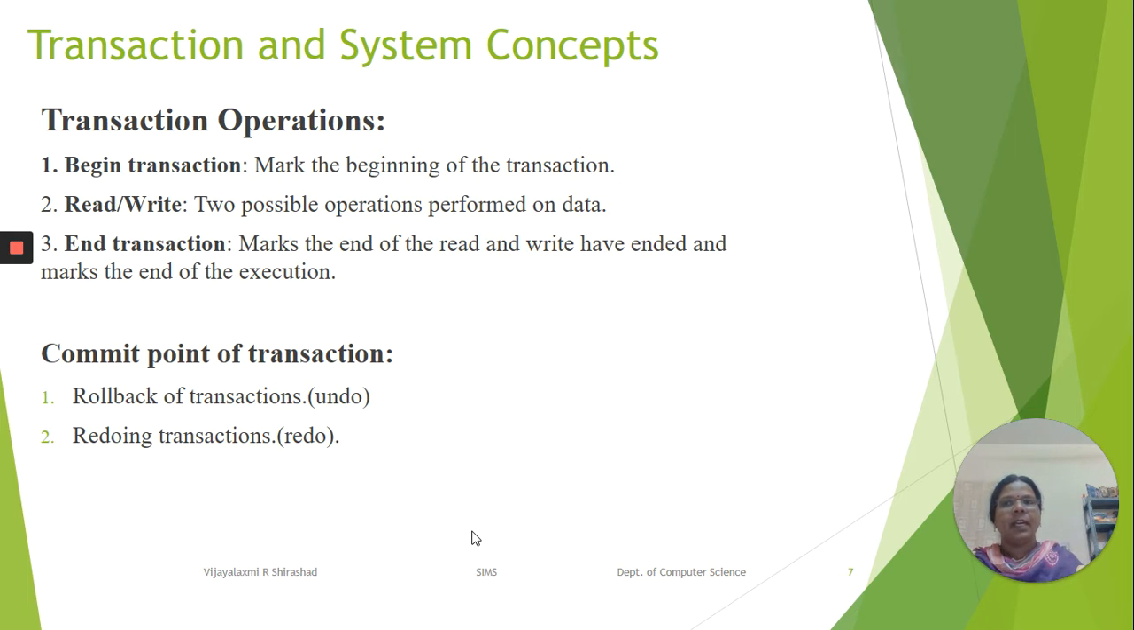Transaction system concepts. Transaction operations: begin transaction, read/write, end transaction. Begin transaction marks the beginning of the transaction. Read and write are two simple operations performed on data. End transaction is the end of the read and write operations, and the end of the execution. These operations indicate the transaction process, and the system checks whether to accept it at the commit point.